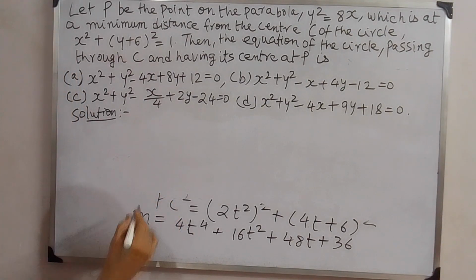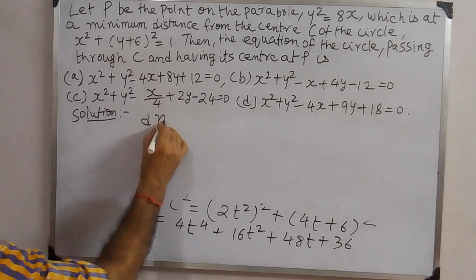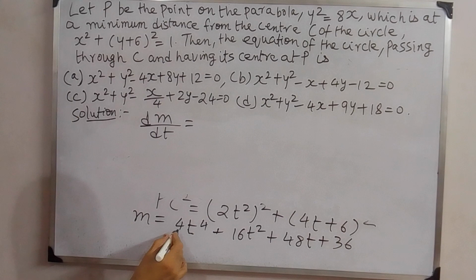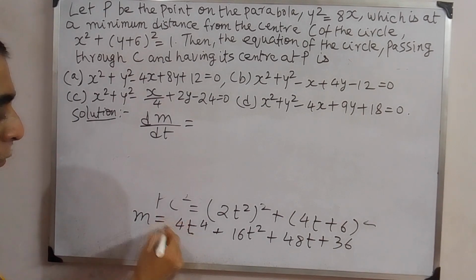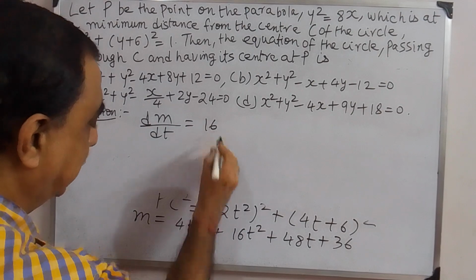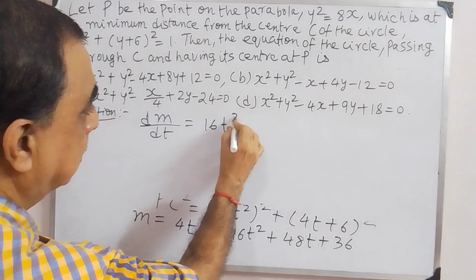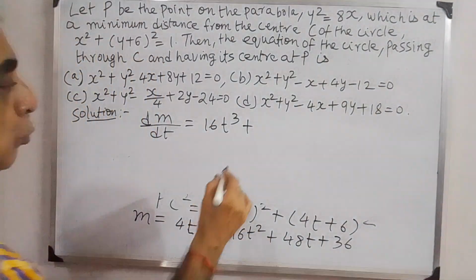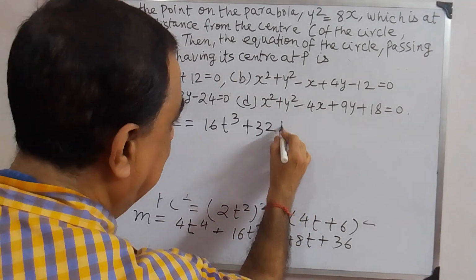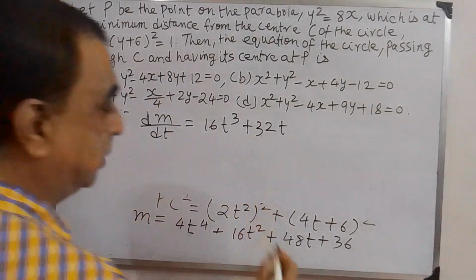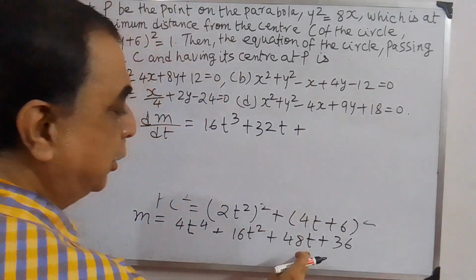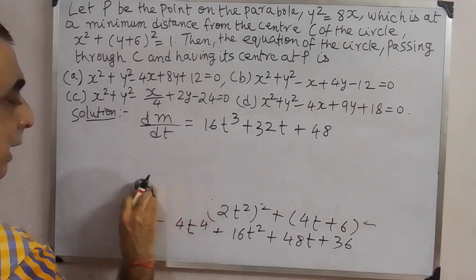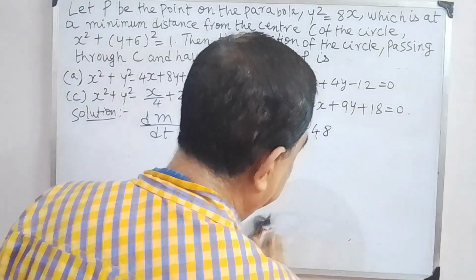Okay, so when we differentiate m with t, that will be dm by dt, right? So that is equal to, differentiating this, 4 will come down, 4 4s are 16, and the power of t will decrease by 1, so that is 16t cube, plus here 2 will come down, 16 into 2 is 32, and the power of t will decrease by 1, so it will become 32t, plus the differentiation of t is 1, so 48 into 1 is 48. So that is dm by dt. Okay, this is the first differentiation.